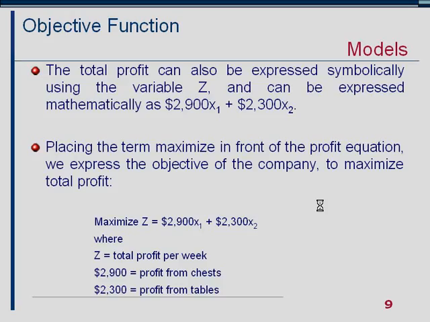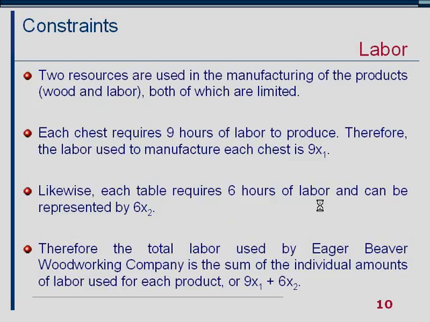So we would like to maximize Z, where Z is equal to the total profit per week, and our profit from chests is 2,900 and profit from tables is 2,300. Now we have to look at our constraints, because this is ultimately what is going to determine what our maximum profit is.